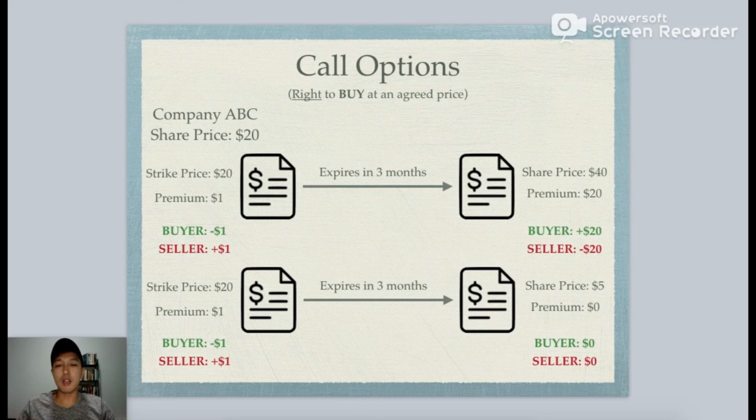So in this case, the seller will only profit $1 because he or she collected a $1 premium when the buyer bought from them, upfront. I hope that's clear.